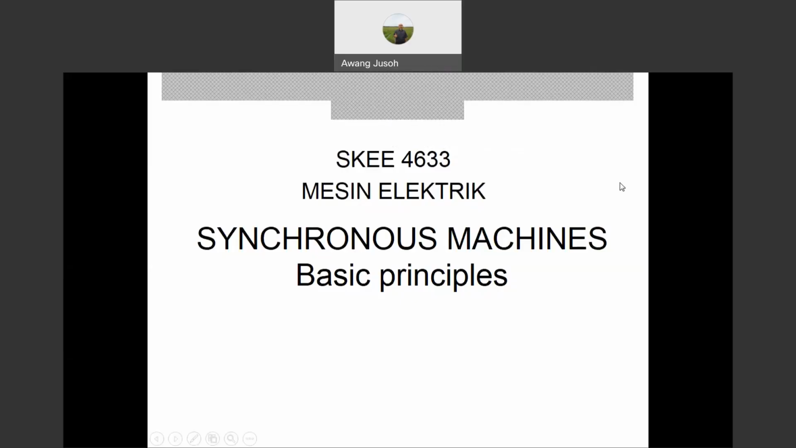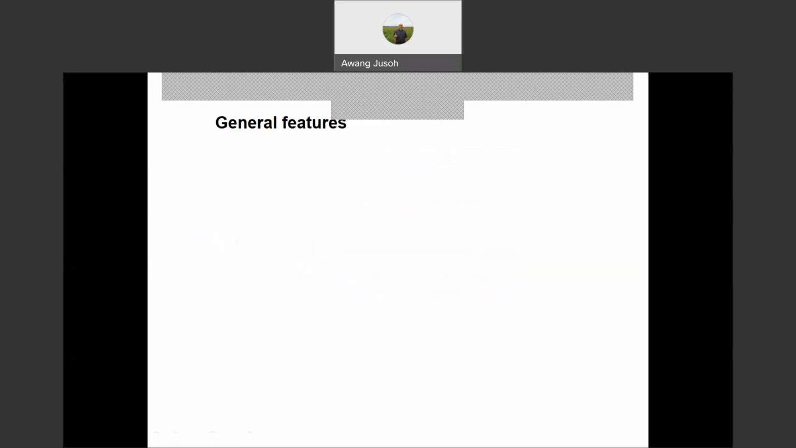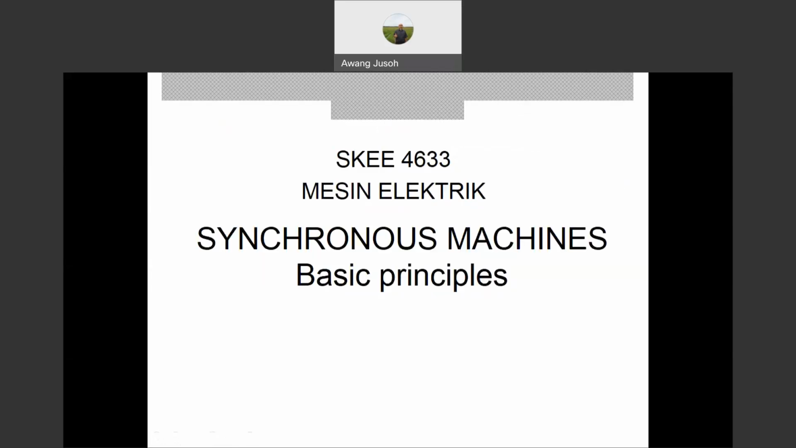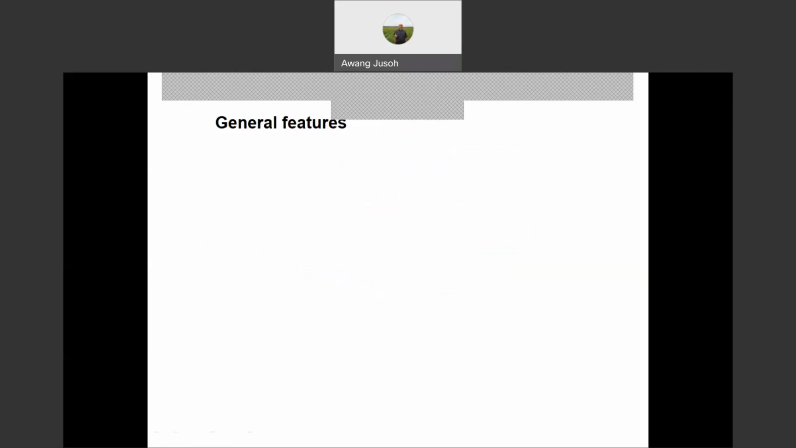Today I would like to talk about our new topic, which is the last topic on the subject of electrical machines. So we go for the synchronous machine. The synchronous machine can be divided into two parts: we can have the synchronous motor and also the synchronous generator. So now we go first to the basic principle of the synchronous machine.